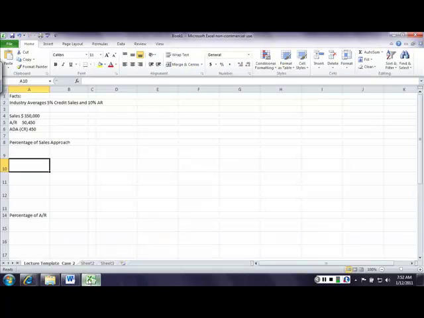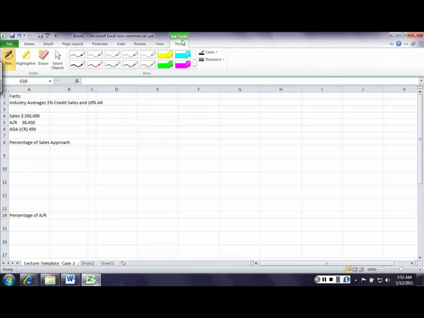And what we're going to be talking about today is how to make the calculations and how to record the journal entries. So let's go ahead and get started. First of all, you were given some basic facts. You were told the industry average is 5% of credit sales or 10% of accounts receivable are uncollectible accounts.